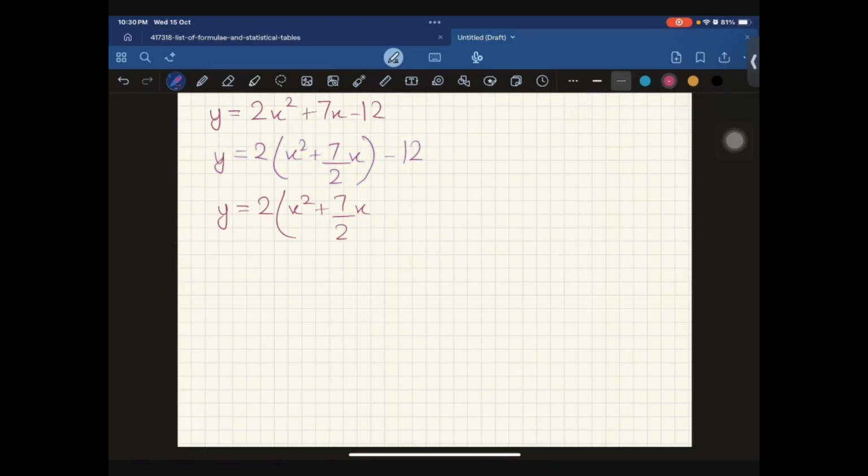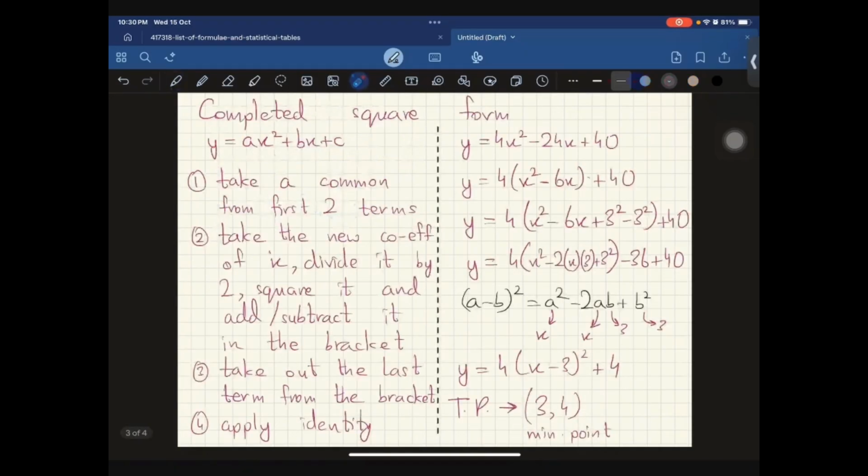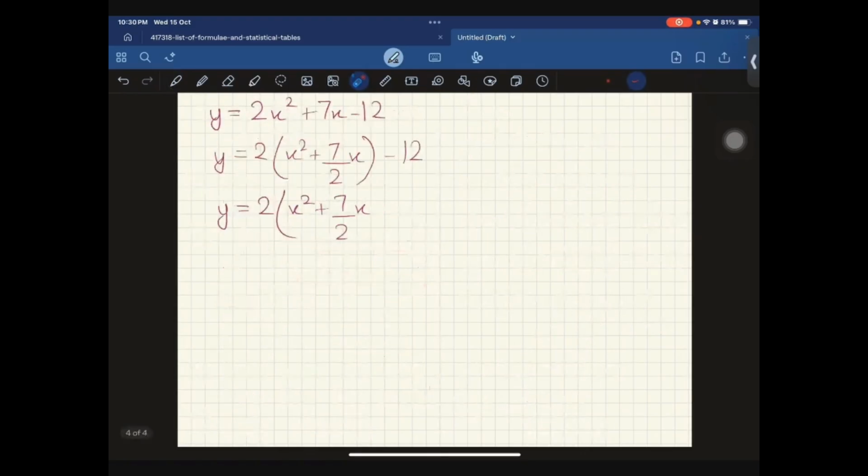7 upon 2. Divide that by 2, right? So you take the new coefficient of x, divide that by 2. So what would it become? If you divide 7 over 2 by 2, what would that become? It will be 1.75. 7 upon 4. 7 upon 4.